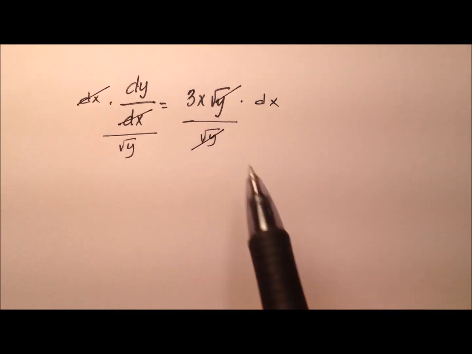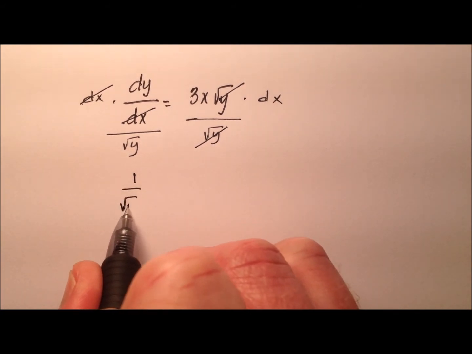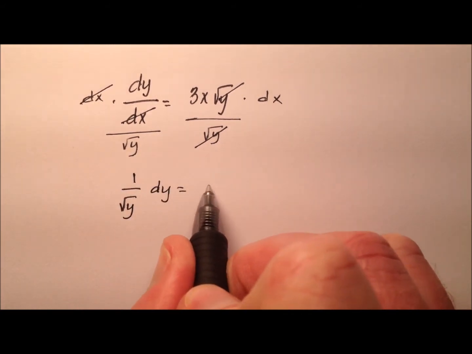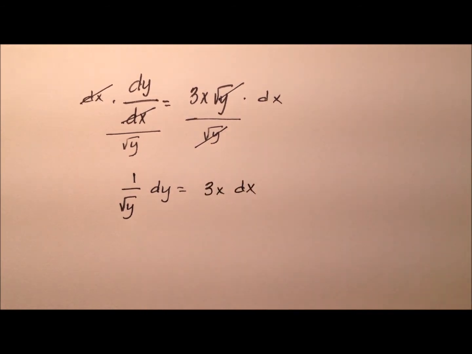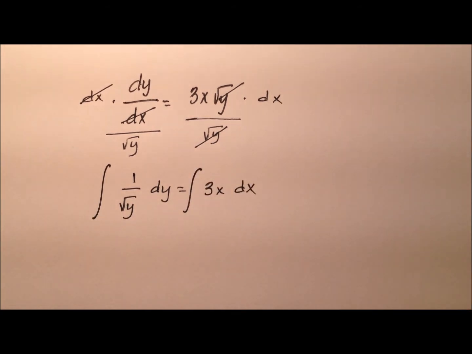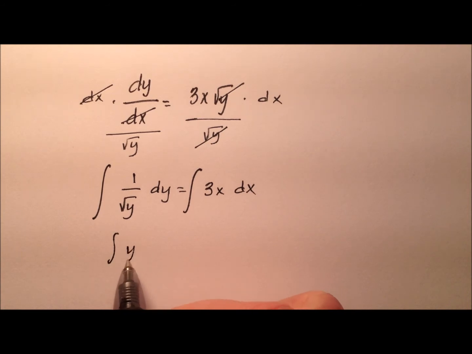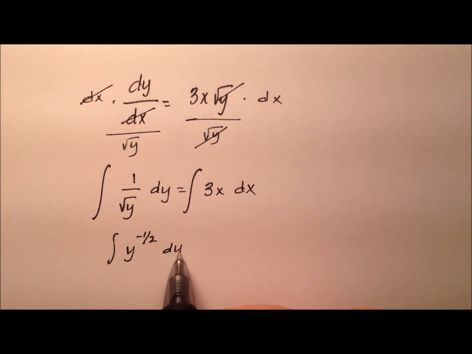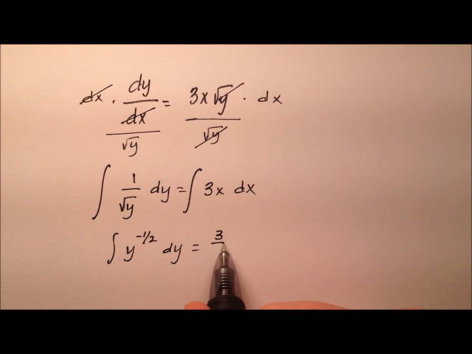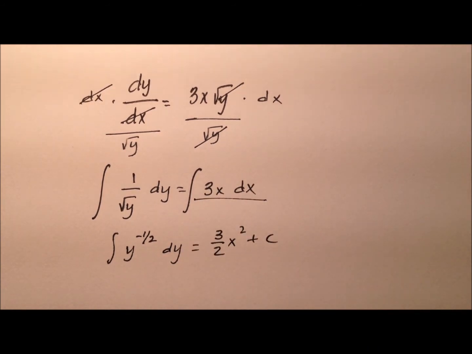When I do so, lots of stuff will cancel, and it looks like I end up with 1 over the square root of y dy equals 3x dx. Okay, I'm ready now to integrate both sides of this equation. This 1 over the square root of y could be rewritten as a rational exponent. So I could say it's the integral of y to the negative 1/2 dy, and that will equal 3/2 x squared plus c when I integrate that right side.